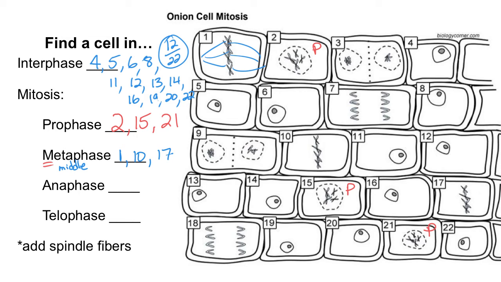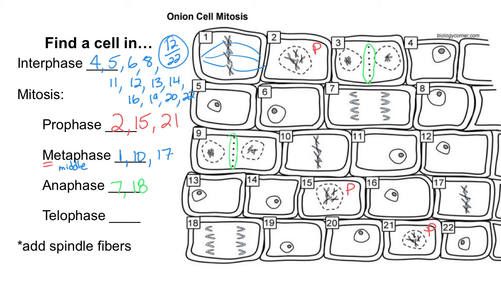Anaphase is just numbers 7 and 18. That's the only 2 I see. And notice that anaphase is very quick. There's only 2 cells that are in anaphase. Telophase, in a plant cell, you can tell because it looks like the beginning of a new cell wall.